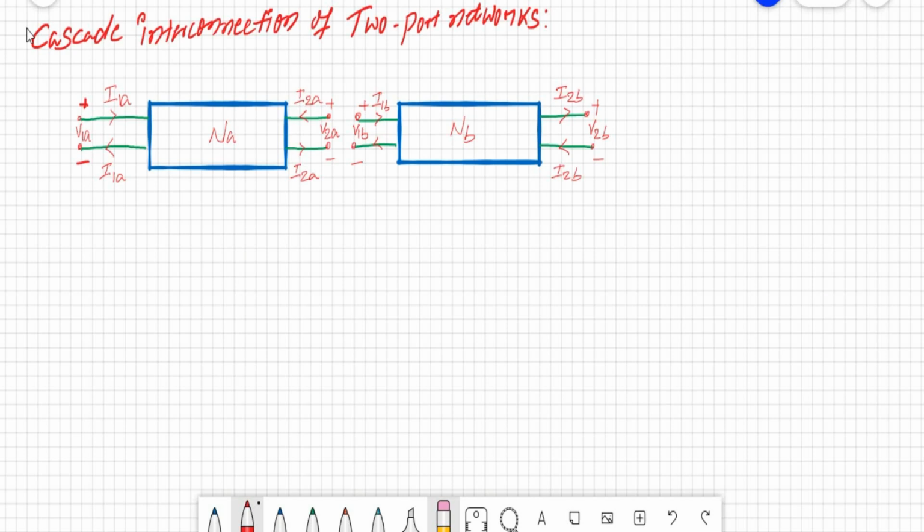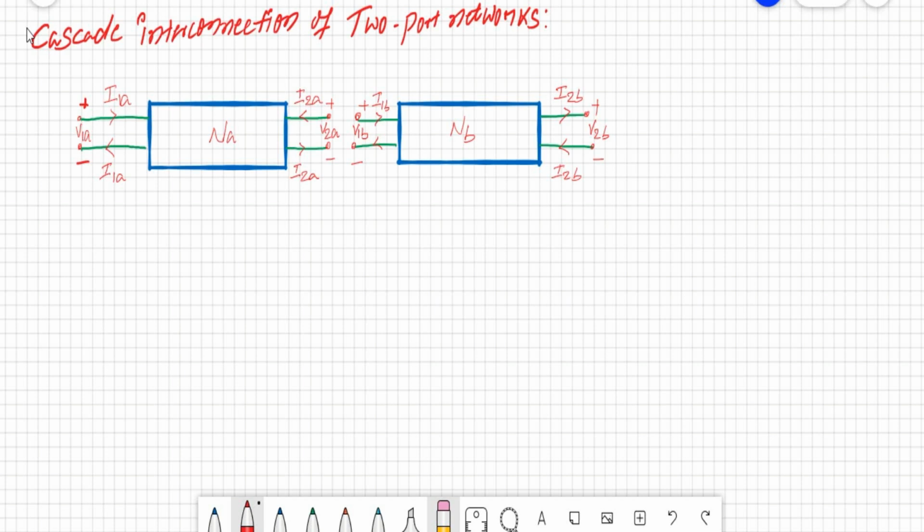Students, today we are going to see the cascade interconnection of two-port networks. Till now we have seen series connection of two-port networks and parallel connection of two-port networks. Now it is time to see cascade interconnection of two-port networks. In the cascade interconnection of two-port networks, the networks are arranged like this, one by one.